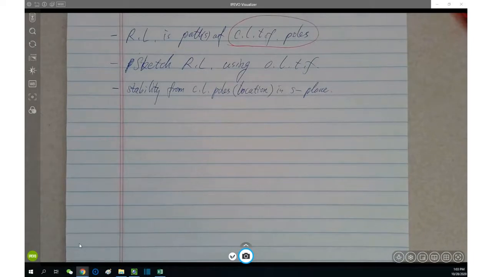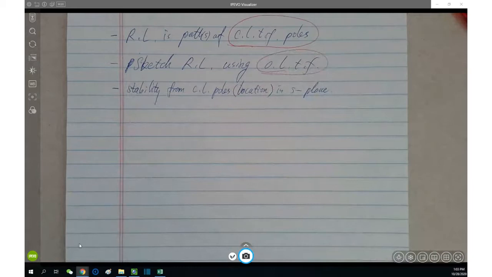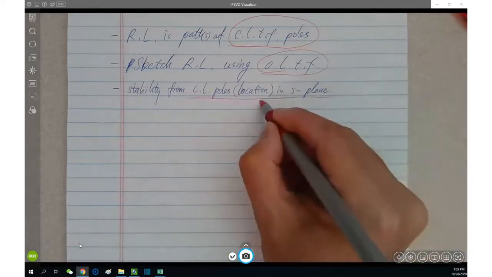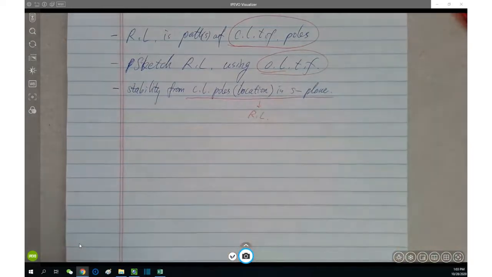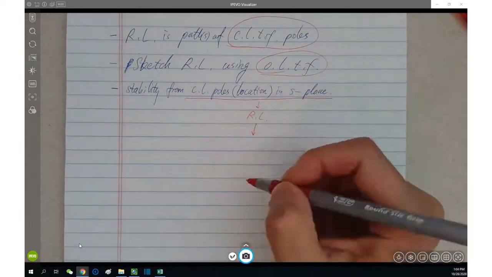And how we study it, or how we sketch it, is using the open loop transfer function. This is very easy to feel confused. We will see how to plot it in detail to explain why. And third thing is we also discuss the stability. We can judge based on the closed loop pole location in the S-plane. This closed loop pole in the S-plane is actually the root locus. Everybody needs to remember this.